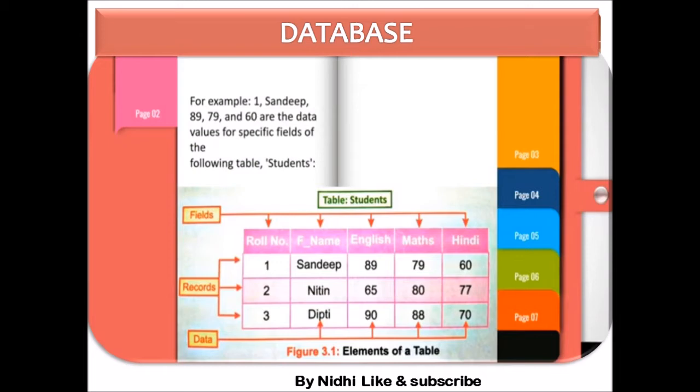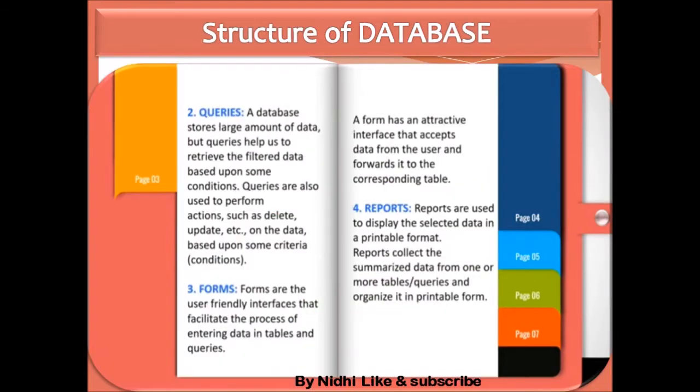Okay, so the first component of a database is the table. The second is queries. Queries means if we want to ask some questions of the database, that means on the basis of some condition we want to fetch or receive the data. A database stores a large amount of information, but queries help us to filter and retrieve the data on the basis of some conditions. Queries are also used to perform actions, like we can delete the data or change the data based on some conditions. So that is the second component.